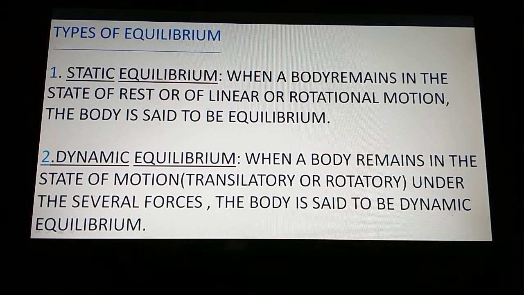Then types of equilibrium. First is static equilibrium. When a body remains in the state of rest under several forces, the body is said to be in static equilibrium. Then dynamic equilibrium. When a body remains in a state of motion under several forces, the body is said to be in dynamic equilibrium.